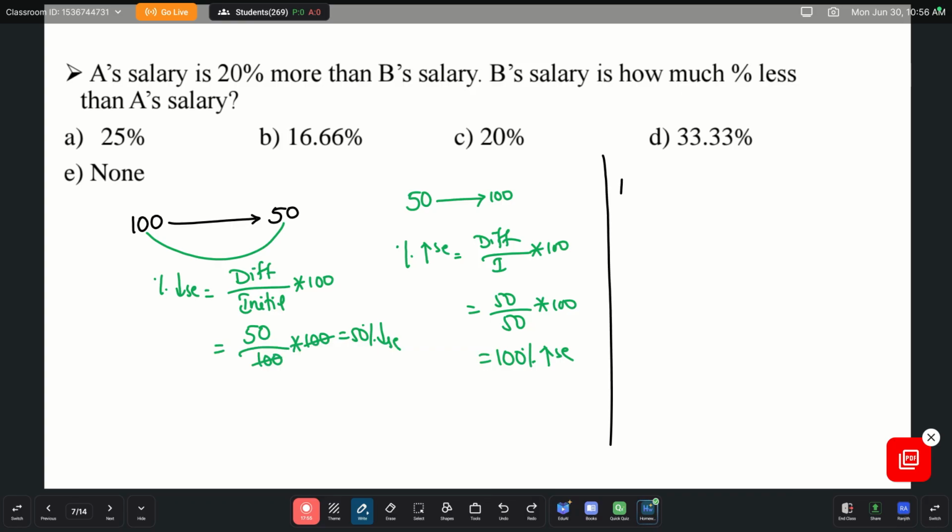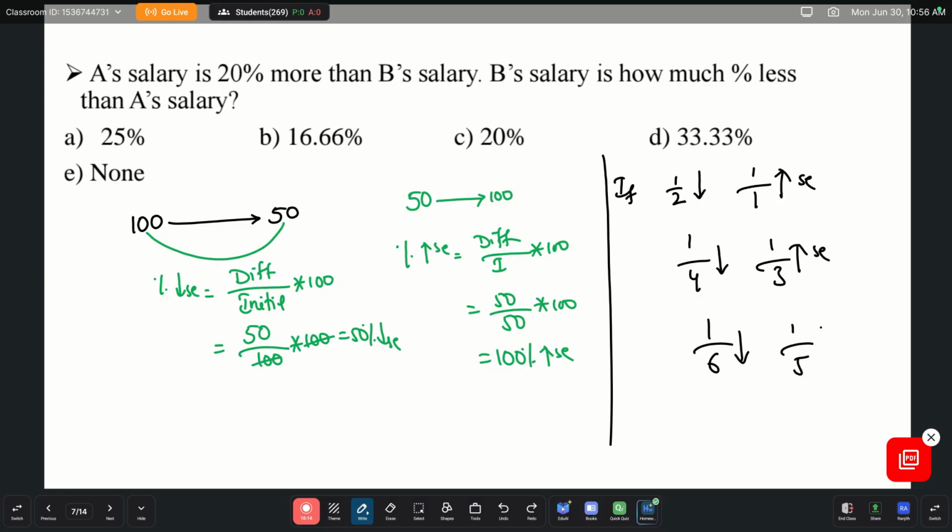If 1 by 2 is decreased, 1 by 1 has to be increased. 1 by 4 is decreased, 1 by 3 has to be increased. 1 by 6 is decreased, 1 by 5 has to be increased. Okay.